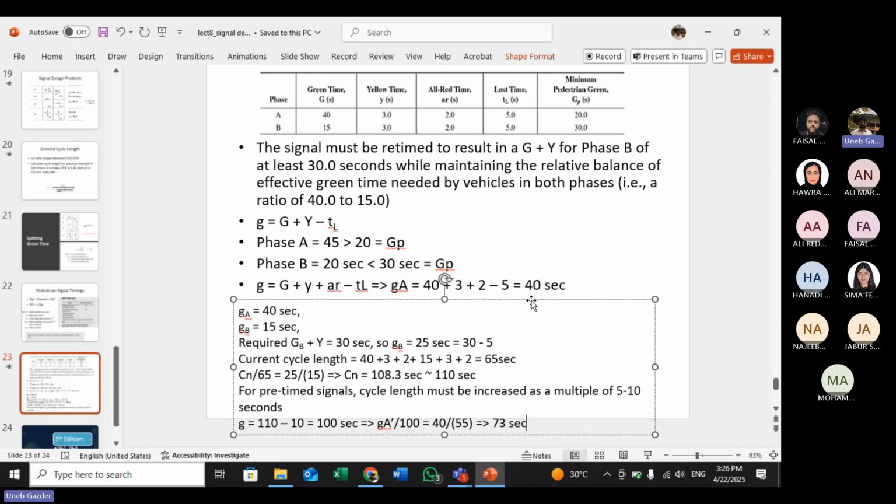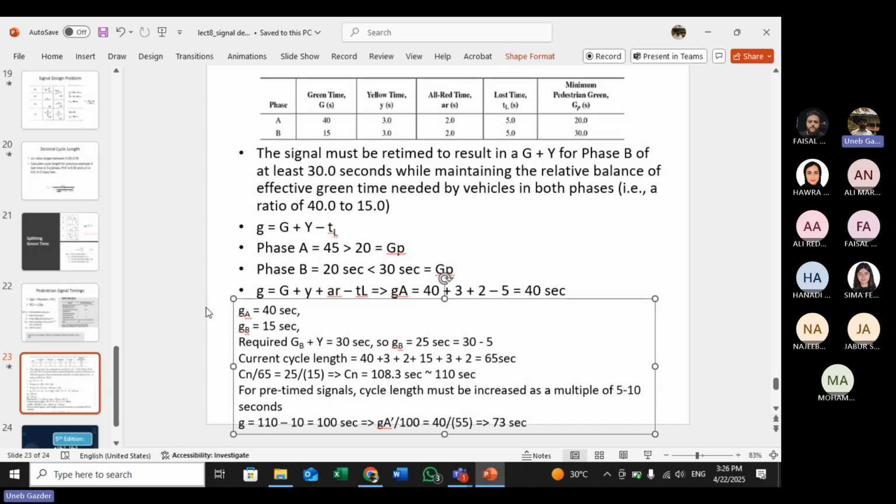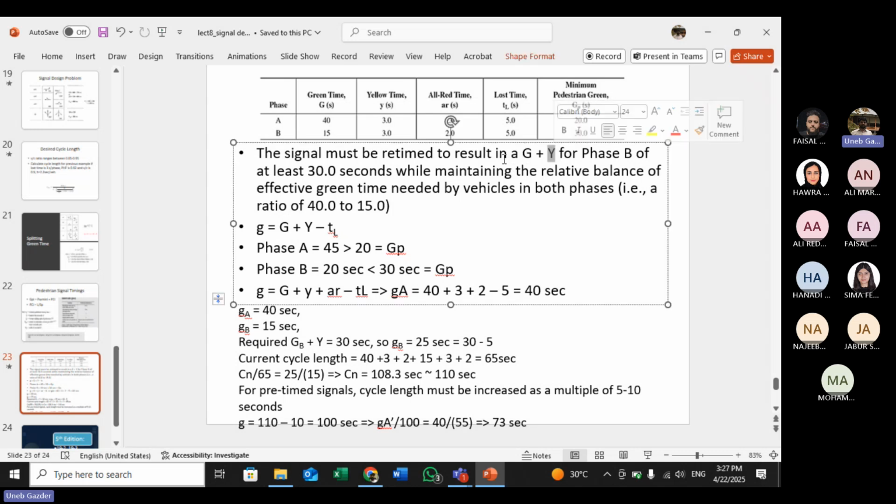Sorry for what I did in the middle. First of all, pedestrian time was given for each phase. So first of all, I checked if the pedestrian time fulfills this requirement. For phase A, it fulfills the requirement. Pedestrian time is 20 and green plus yellow and all red is more than 20. No problem. Phase B, pedestrian time is 30, and if I add green and yellow and all red, it is less than 30. So phase B needs to be changed.